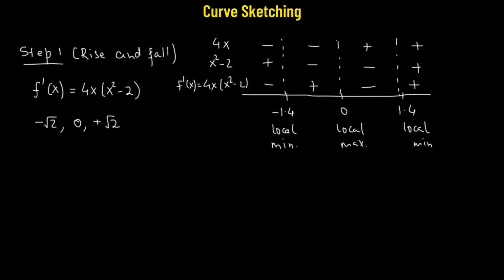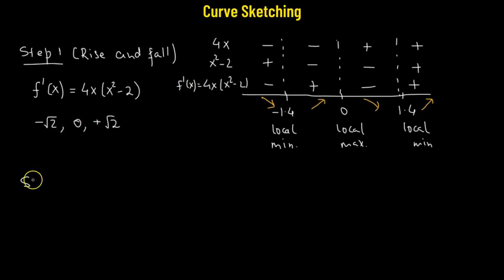Fine. So this means here our function is decreasing. Positive sign means our function is increasing. Negative means it is decreasing, and positive means it is increasing. So this is what the sign of our first derivative tells us.